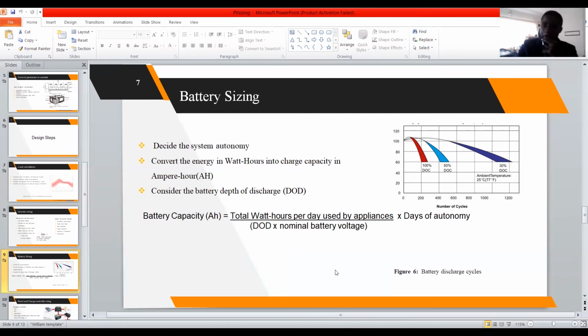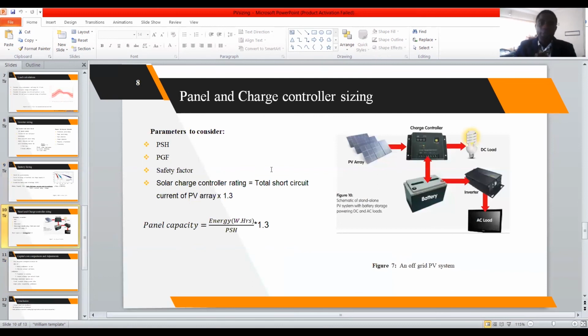Then you also want to look at the depth of discharge, because if you are discharging your batteries at a very high rate, then the less time the batteries will actually last. So after you've sized your batteries, you want to finally size your panels. So this is what you do.